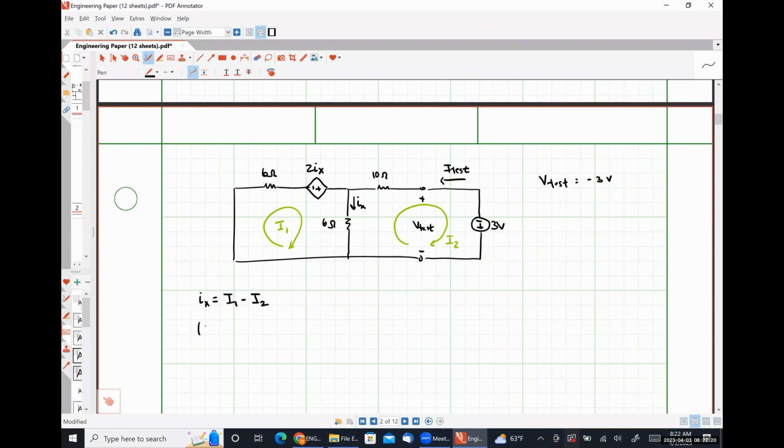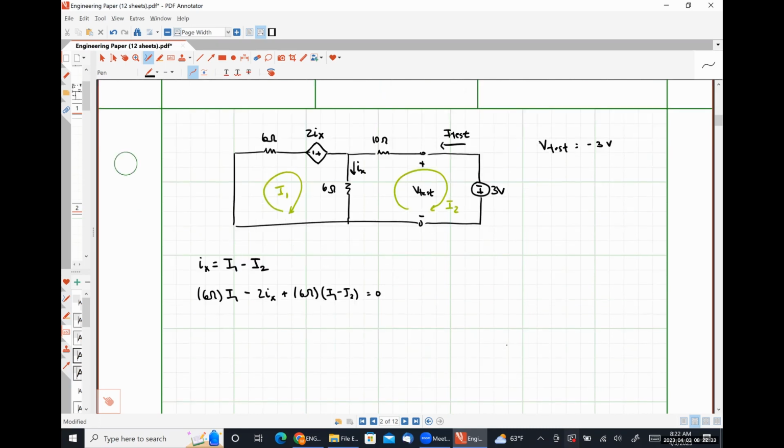So we're going to have 6 ohms times I1 minus 2IX plus 6 ohms times I1 minus I2 is equal to 0. Then we'll have 6 ohms times I2 minus I1 plus 10 ohms times I2 minus 3 volts is equal to 0. We'll solve this system for I1, I2, and IX.